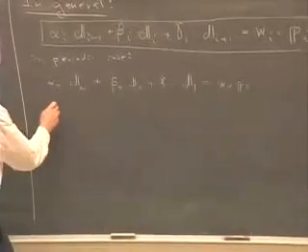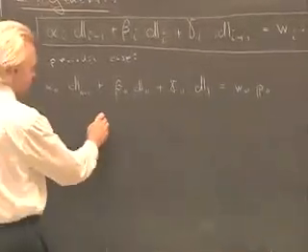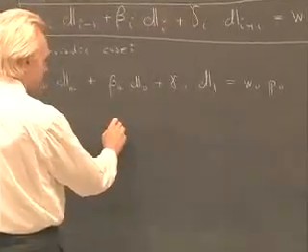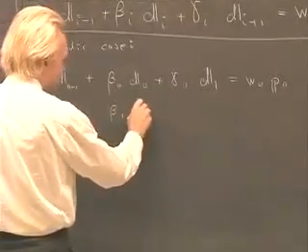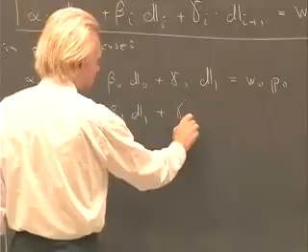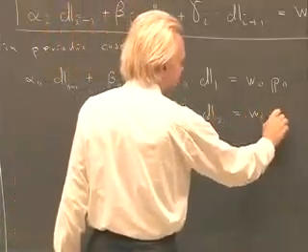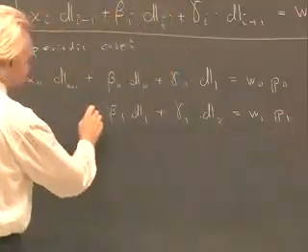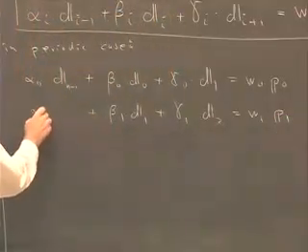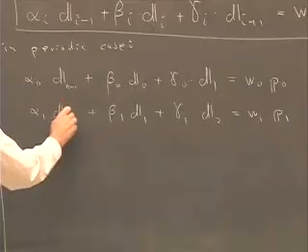And the next equation, I can also write the next one down. So the index now is 1. Beta 1 d1 plus gamma 1 times d2 equals weight 1 times point 1. Okay, so what goes here? This is alpha 1 times d0.